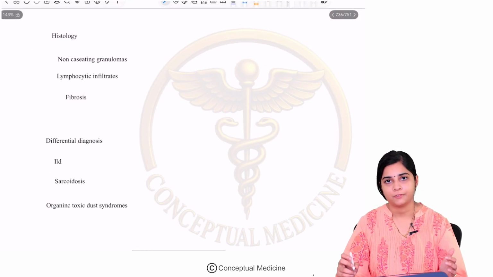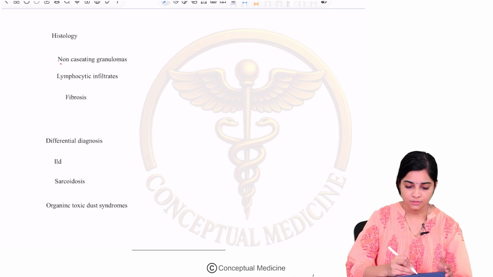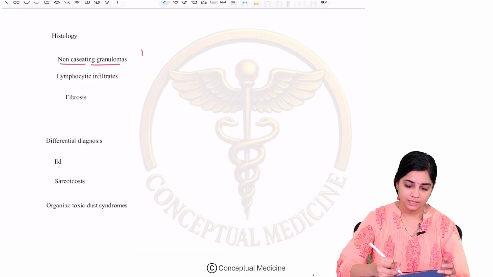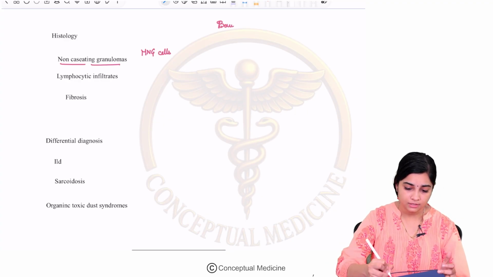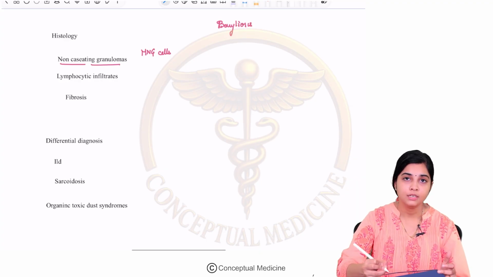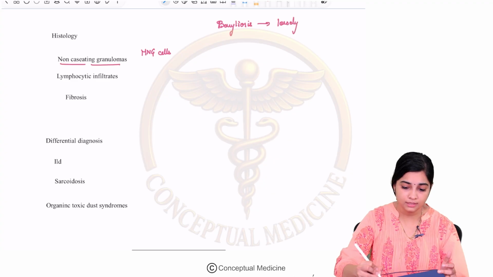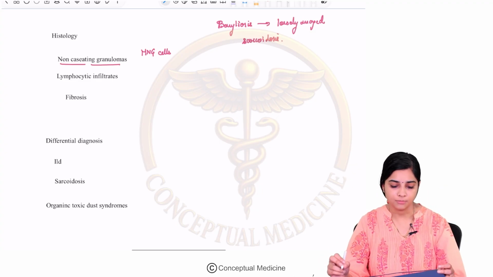Very rarely we will have to do a lung biopsy. So if at all you do a lung biopsy, you see the presence of non-caseating granulomas with multinucleate giant cells. Okay, where all do you find non-caseating granulomas? We have just learned you can find it in berylliosis, but in berylliosis these non-caseating granulomas are loosely arranged. You can also find it in sarcoidosis, and the other condition is your hypersensitivity pneumonitis.